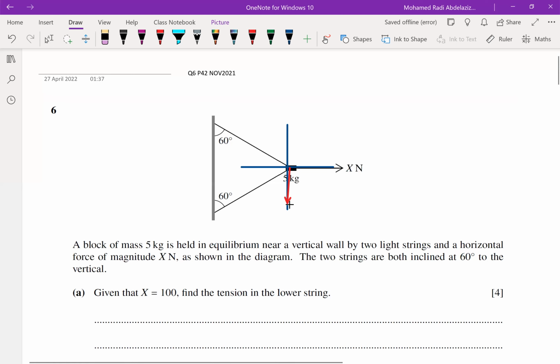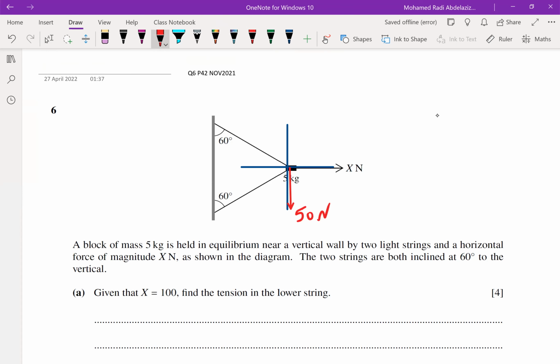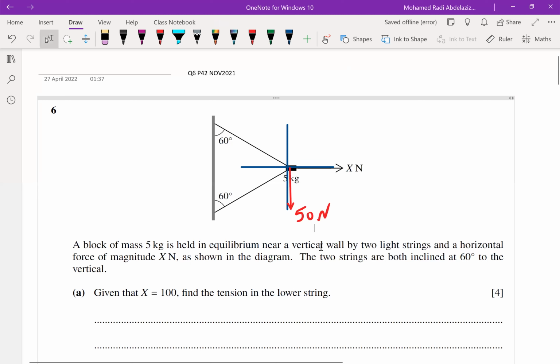acting vertically down. This is the weight. Mass is 5 kilogram, so the weight will be 50 Newton after using g equal to 10. The string, we have a string, and we have force X acting to the right side as shown. The two strings are both inclined at an angle 60 degrees to the vertical.